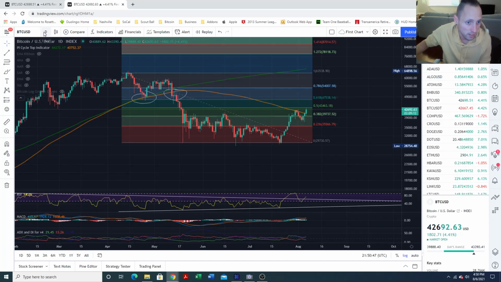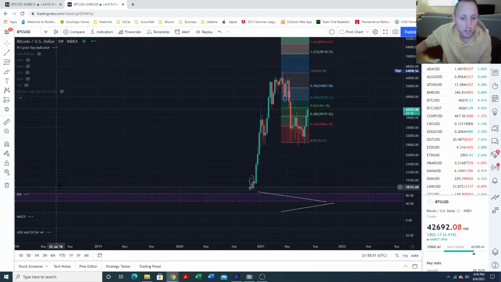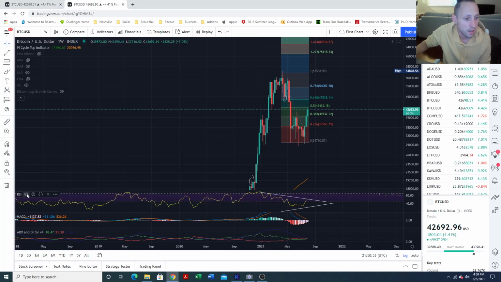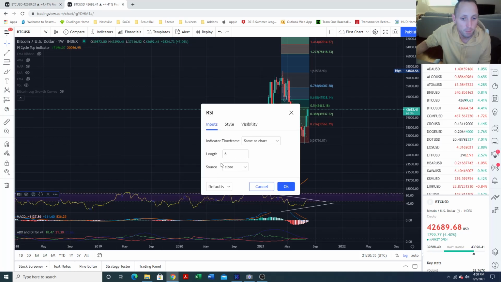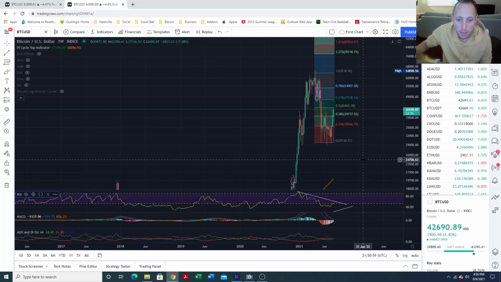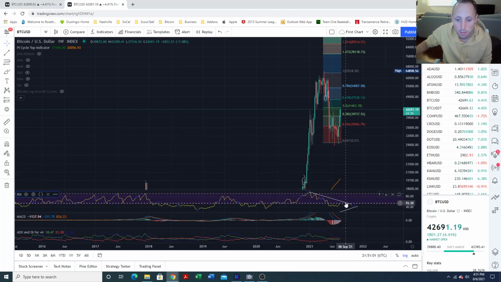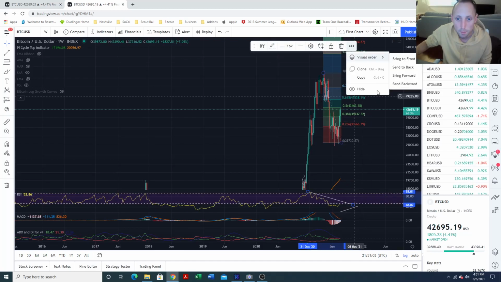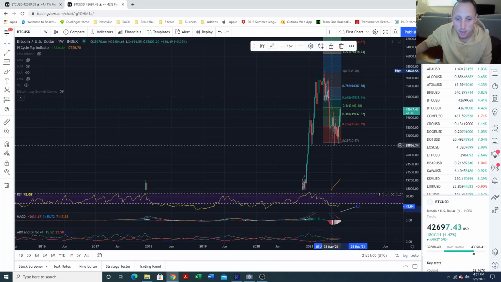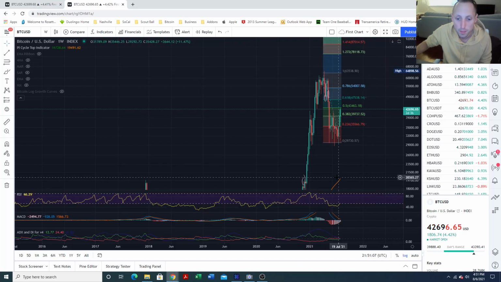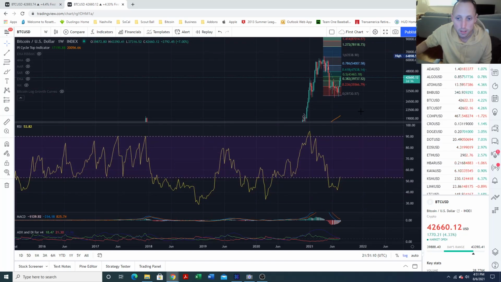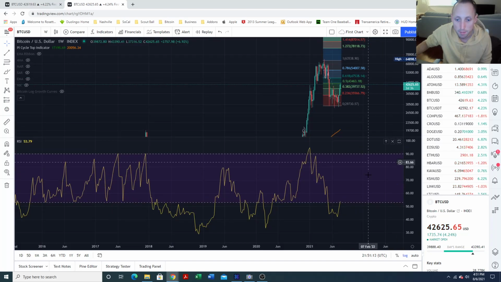Last and not least, we're going to look at the weekly RSI. I'm going to actually change the RSI right here. 14, and we're going to get rid of some of these. We're going to hide this. I'm actually going to drag this up. Let's get rid of this.